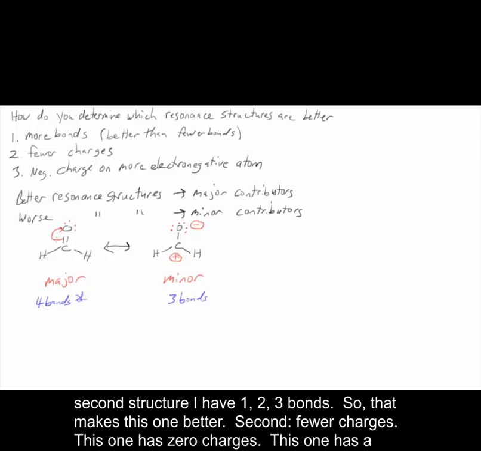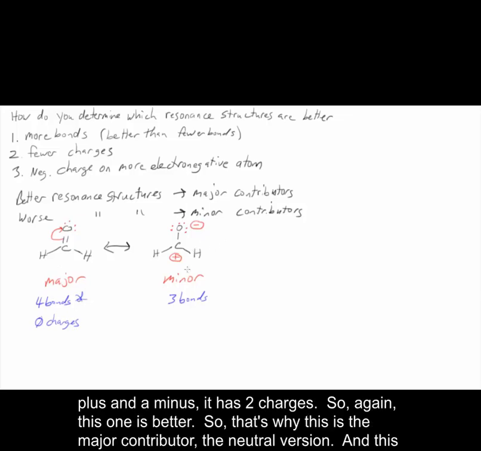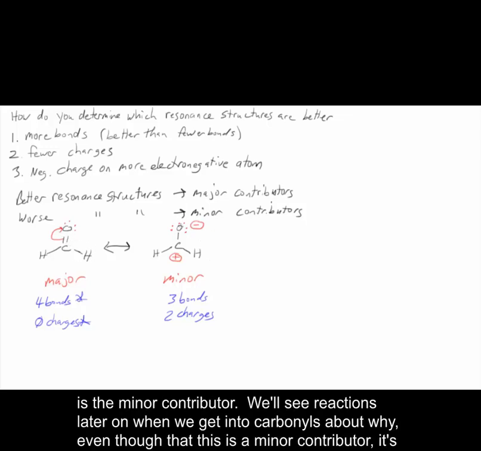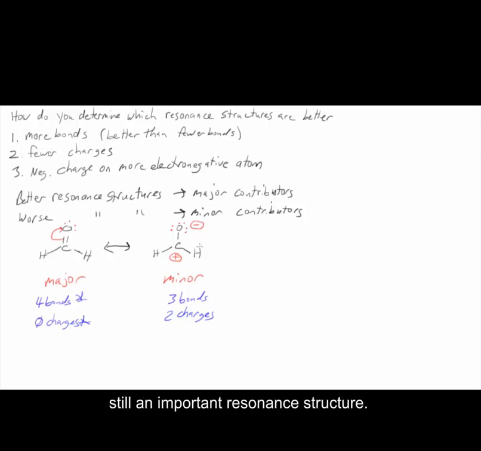Second, fewer charges. This one has 0 charges. This one has a plus and a minus, so it has 2 charges. So again, this one is better. That's why this is the major contributor, the neutral version, and this is the minor contributor. We'll see reactions later on when we get into carbonyls about why, even though this is a minor contributor, it's still an important resonance structure.